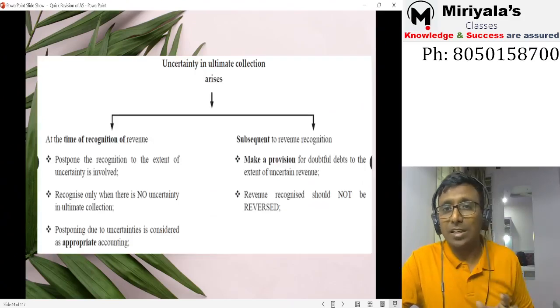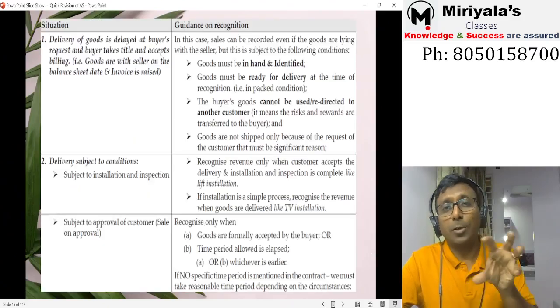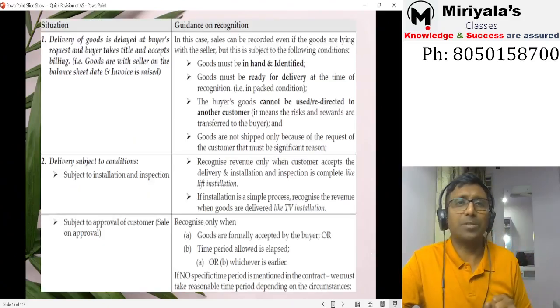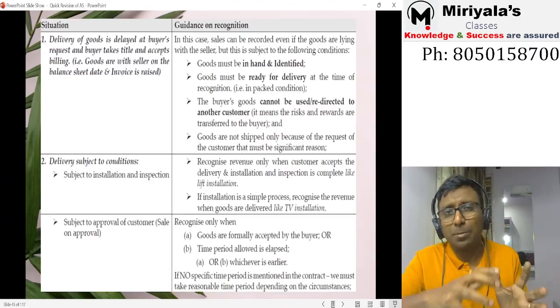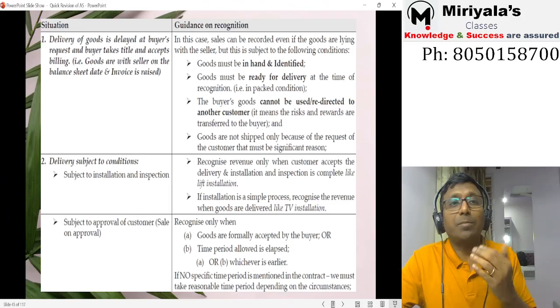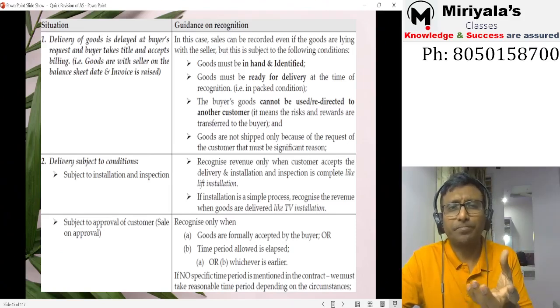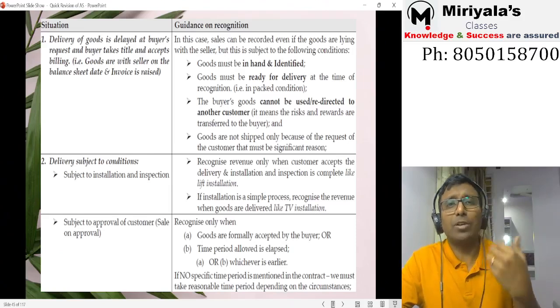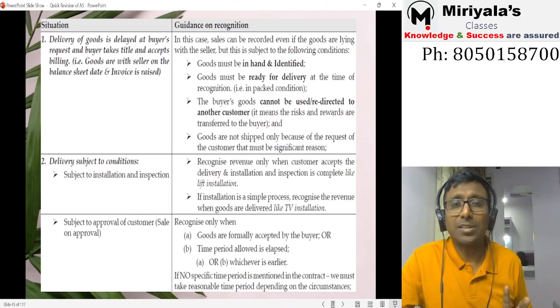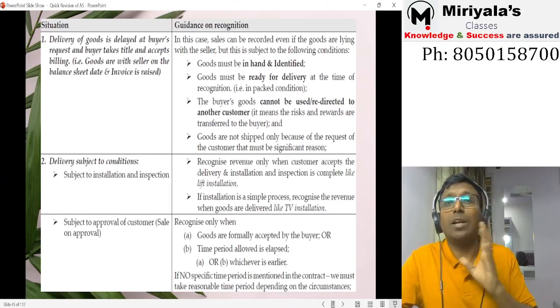So this is uncertainty. That is what I spoke about just now. Right. With respect to sale of goods, some different circumstances are there. Let me run through it very fast. Delivery of goods is delayed because of the buyer's request. Goods are with me, but I have raised the invoice. Under that circumstance, can I recognize the revenue? Yes, you can recognize the revenue, but subject to conditions.